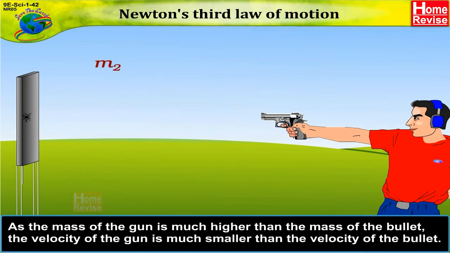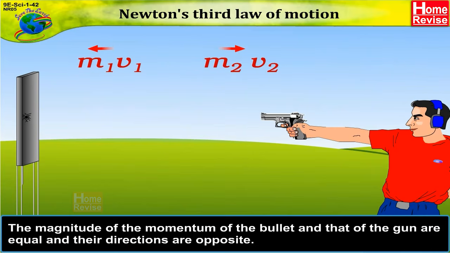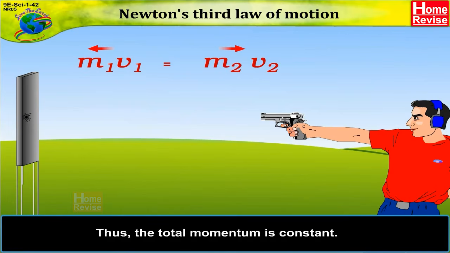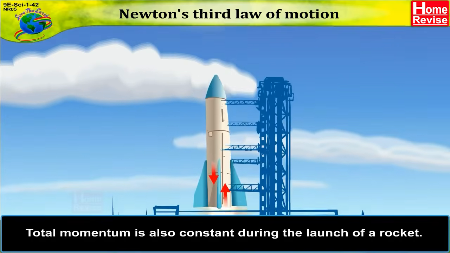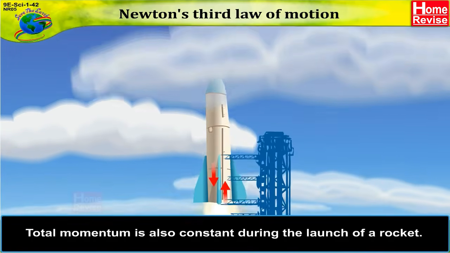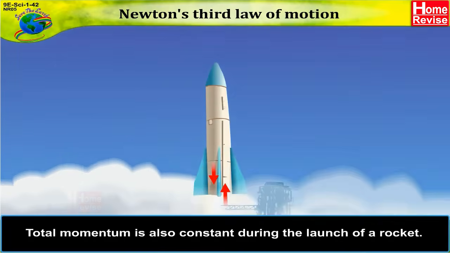As the mass of the gun is much higher than the mass of the bullet, the velocity of the gun is much smaller than the velocity of the bullet. The magnitude of the momentum of the bullet and that of the gun are equal, and the directions are opposite. Thus, the total momentum is constant. Total momentum is also constant during the launch of a rocket.